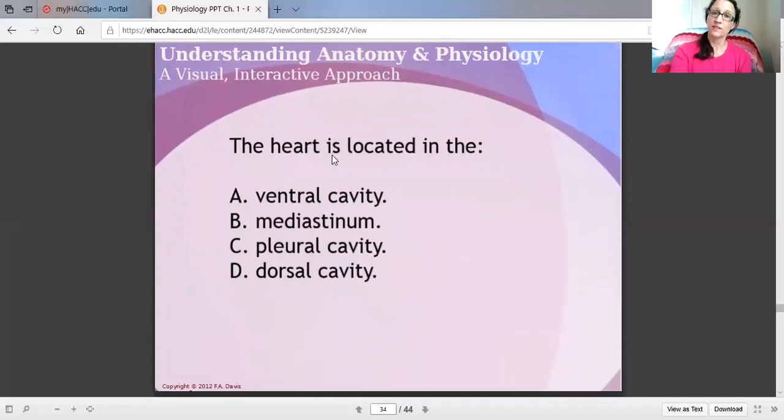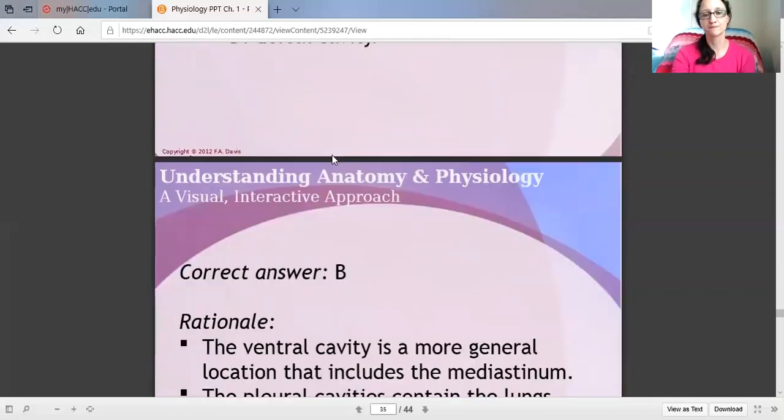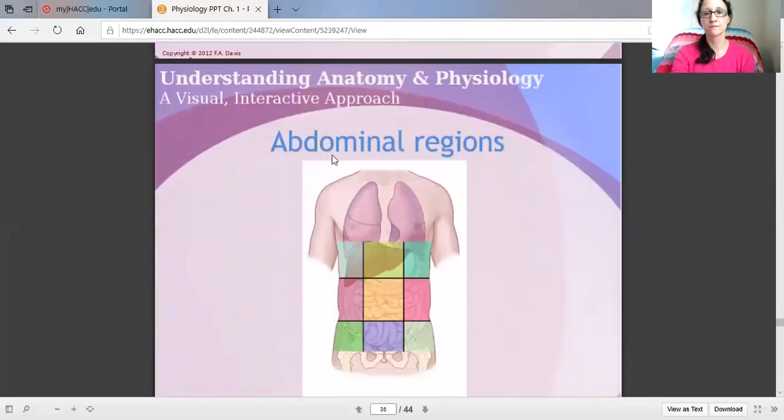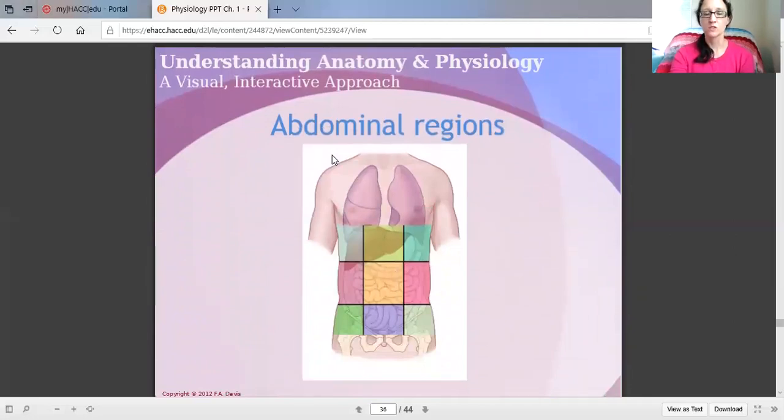So since we just went over this, the heart is located in the B, mediastinum. Excellent. Good job. Okay, so we have abdominal regions next.